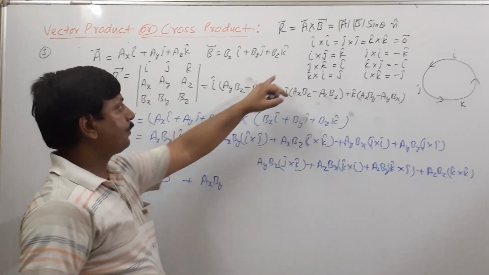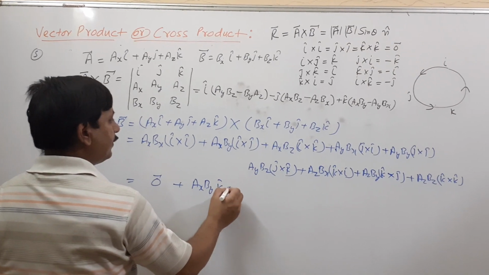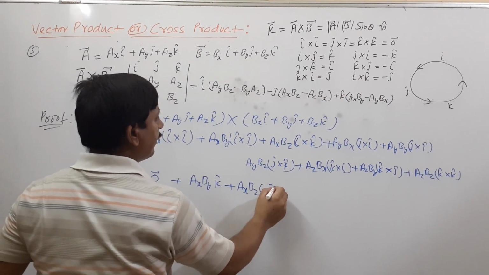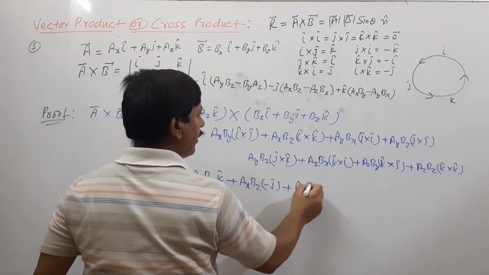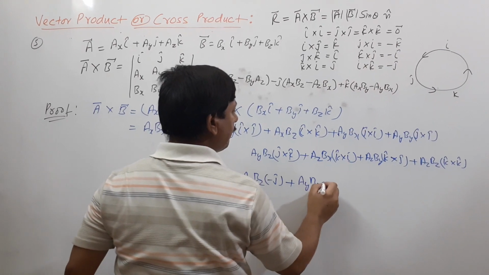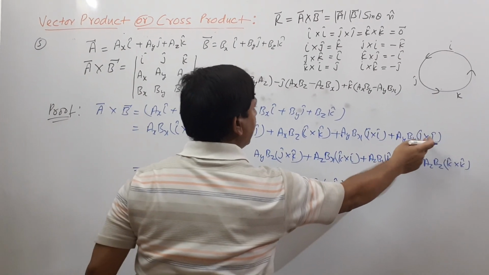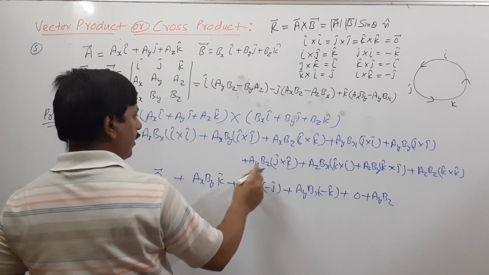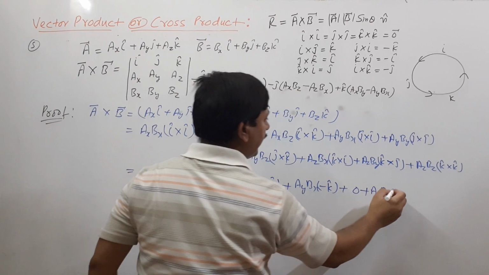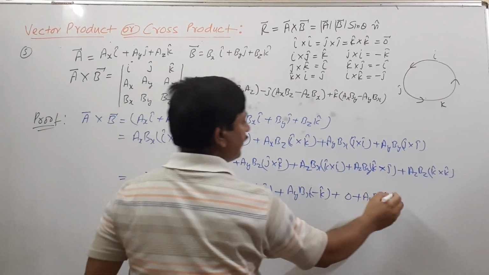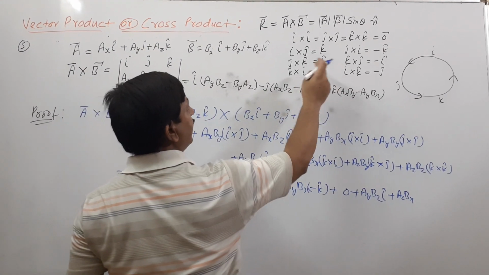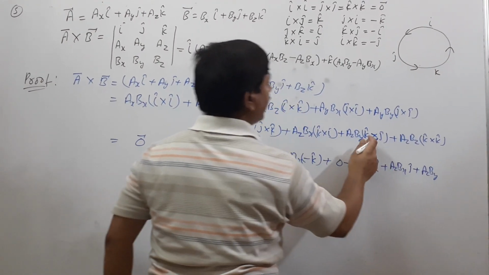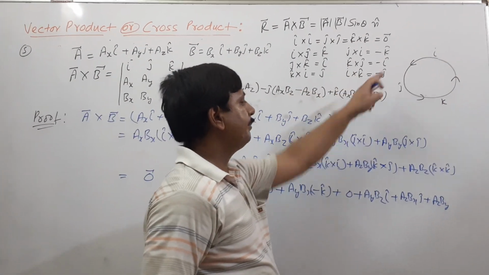ax by, i cross j is k. ax bz, i cross k is minus j. ay bx, j cross i is minus k. ay by, j cross j is a null vector. ay bz, j cross k is i. az bx, k cross i is j. az by, k cross j, that is minus i.